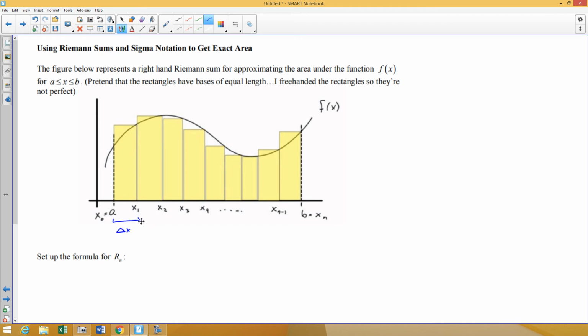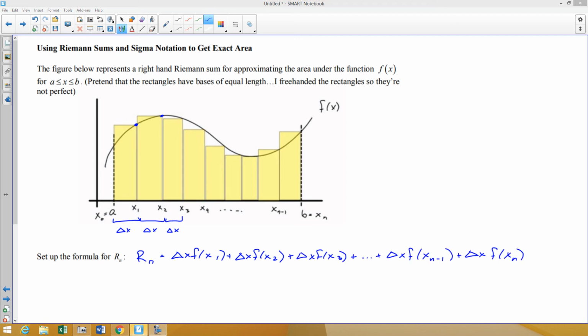I kind of free-handed all of these rectangles, so if you were to actually measure them, you'll see some inconsistencies. But we're going to pretend that that delta x is always the same, and so the area of each of these rectangles would be the base times the height, so the delta x times f of x sub 1, delta x times f of x sub 2. And so right-handed Riemann sums would be exactly that: delta x, f of my first x coordinate, plus delta x, f of my second x coordinate, and so on and so forth.